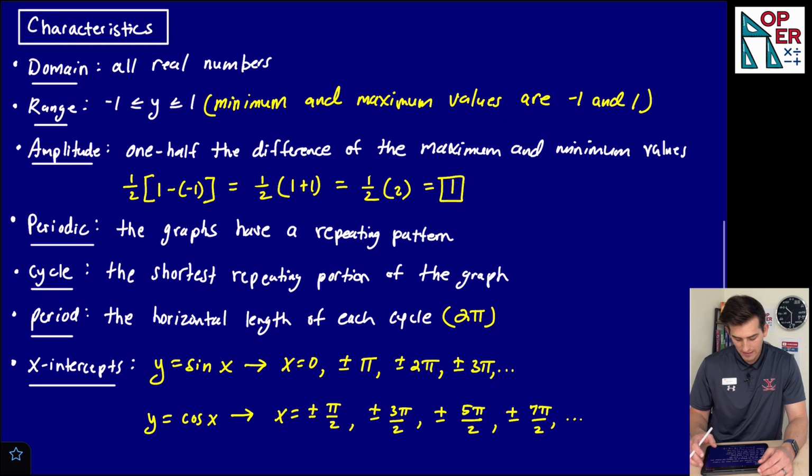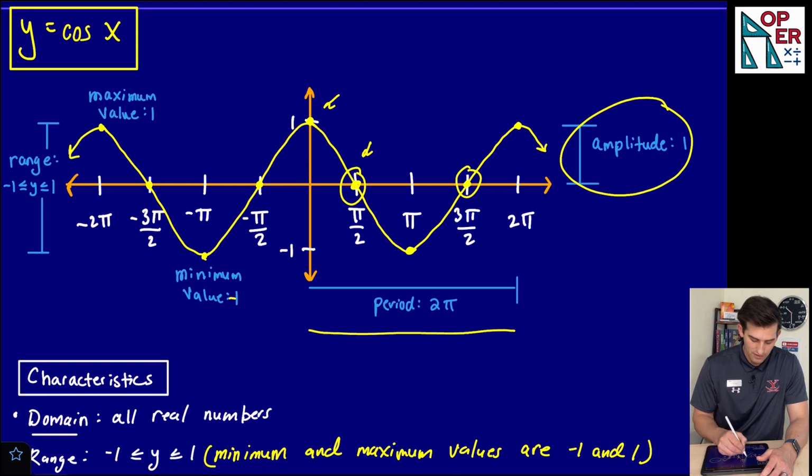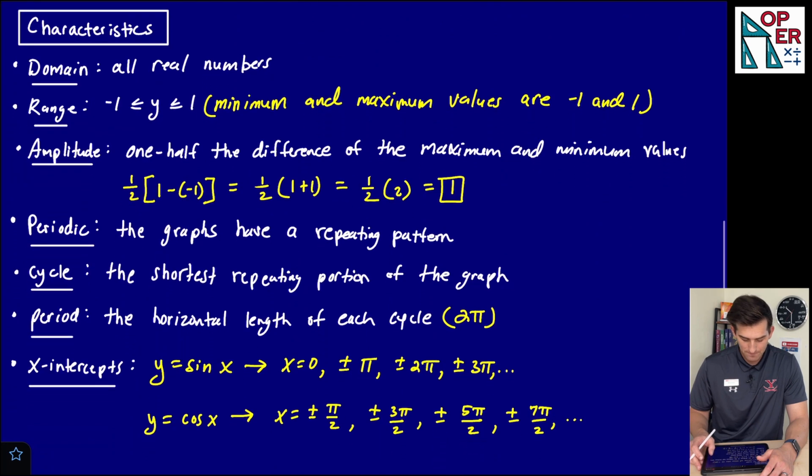And then for cosine, we have positive and negative pi over 2, 3 pi over 2, 5 pi over 2, 7 pi over 2. So that's like 1/2, 1.5, 2.5, 3.5, right? So we go back and look here. Here's our x-intercepts. Pi over 2, 3 pi over 2. We would have a 5 pi over 2 over there, negative pi over 2, negative 3 pi over 2. Okay, so that's a little bit about the sine and cosine function and some characteristics of their graphs.